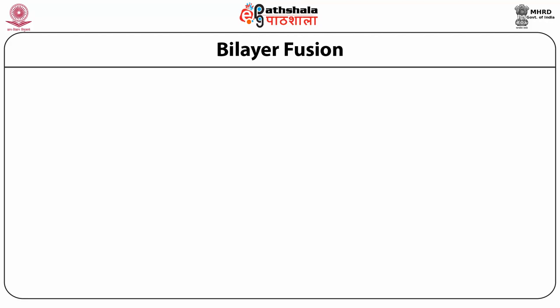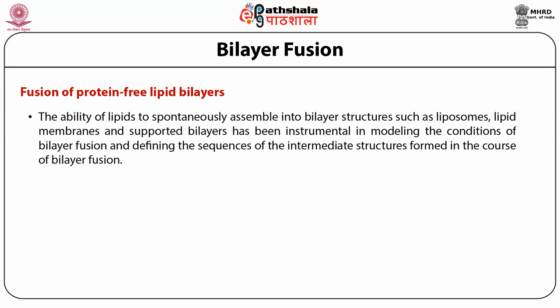So there are two types of fusion you can see. In one, you have a fusion of the lipid bilayer which does not have protein. So, fusion of protein-free lipid bilayers. The ability of lipids to spontaneously assemble into lipid structures is known as liposomes or lipid membranes. The supported bilayer has been instrumental in modeling the conditions of bilayer fusion and defining the sequence of intermediate structures formed in the course of bilayer fusion. So we'll discuss how intermediate structures are formed in bilayer fusion.